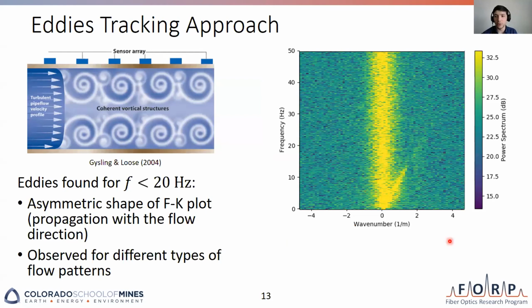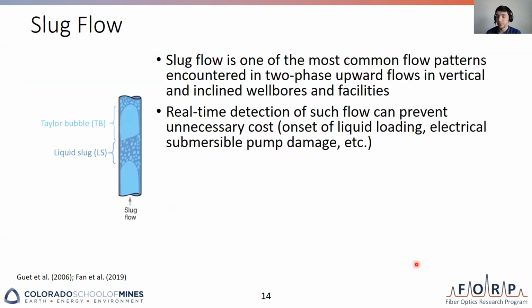Another approach is to monitor for eddies, small whirlpools which could occur in the flow. And here we need to zoom in to a lower frequency range. In this low frequency range you have only one-sided propagation, because whirlpools propagate only with the direction of the flow. And again, for some types of flow, it provides a pretty nice estimation of flow velocity. And the last part of these flow loop experiments consists of some slug flow experiments.